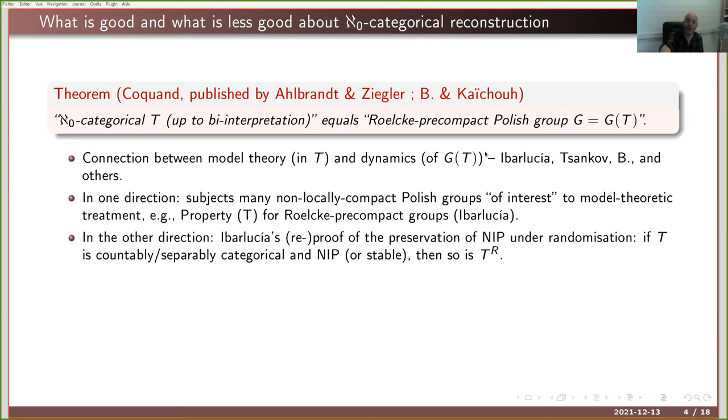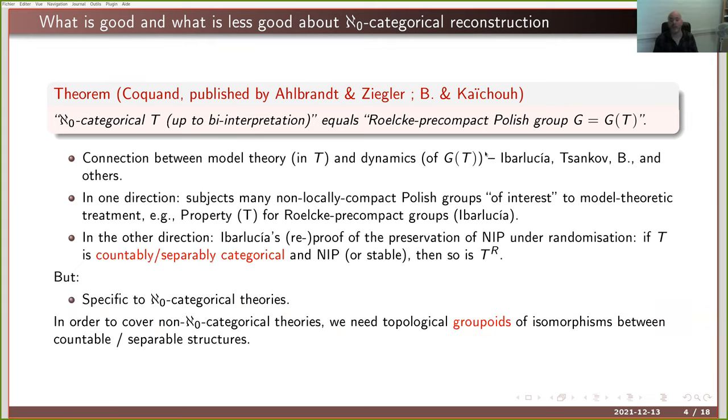The point is that this works only for ℵ0-categorical theories, whereas the original theorem holds for all theories. So it's kind of disappointing. This whole thing only applies, from our point of view, to ℵ0-categorical theories. So I guess that's the origin of trying to see what can be done for non-ℵ0-categorical theories.